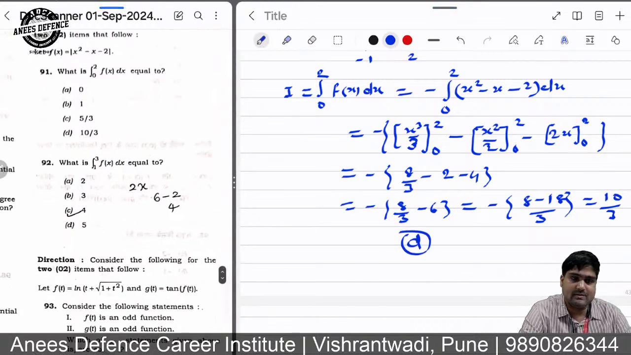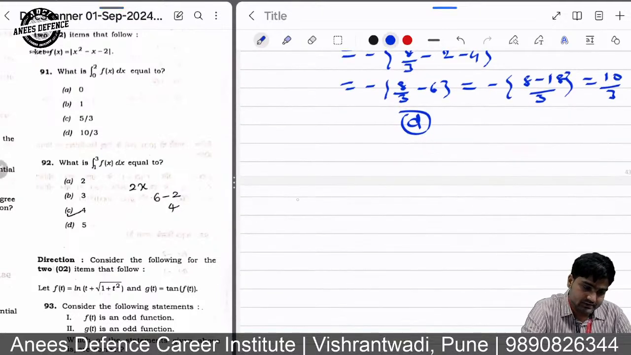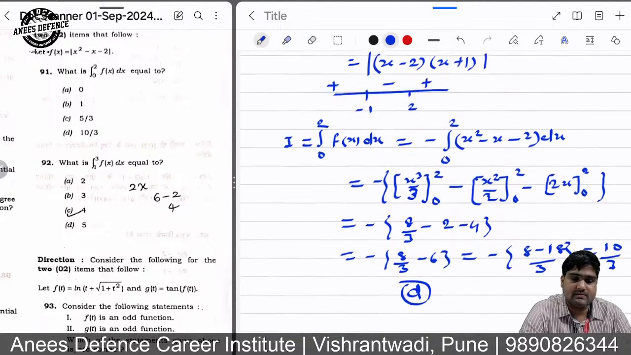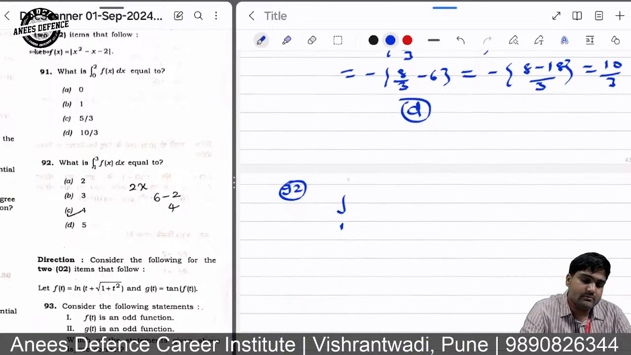Next question: same integral, but the limit is different. Here the limit is given as 1 to 3, so we can break the limit into two parts. One part is 1 to 2. As we can see, the nature of the function is changed. From 1 to 2, it gives a negative result, and from 2 to 3, it gives a positive result.